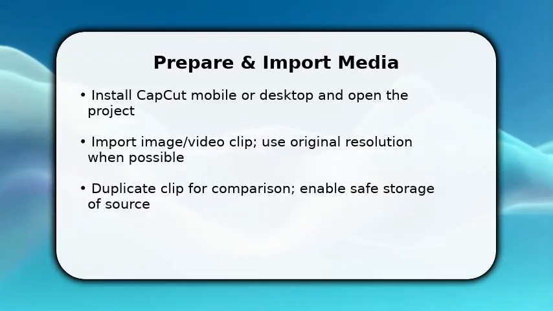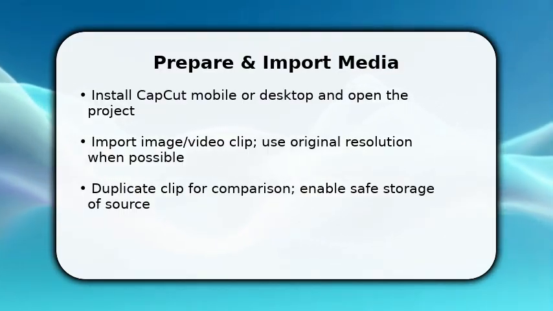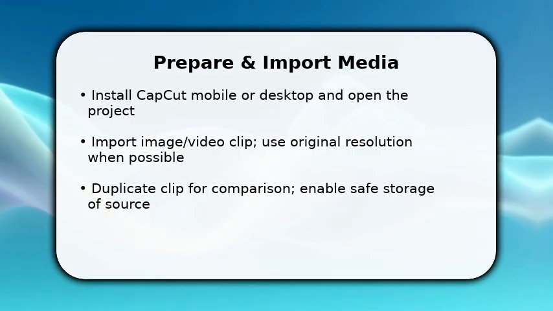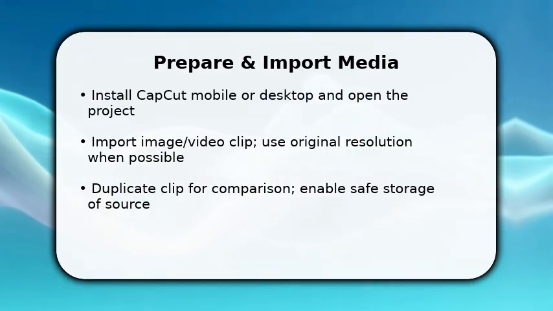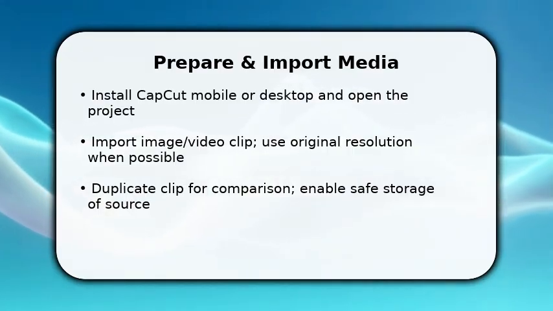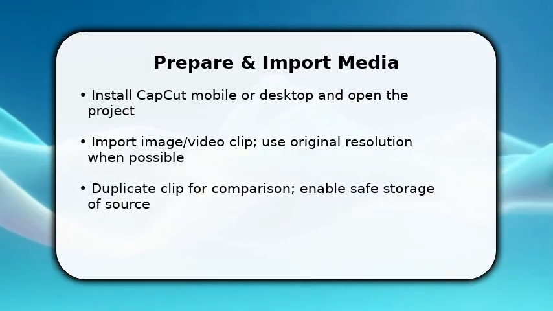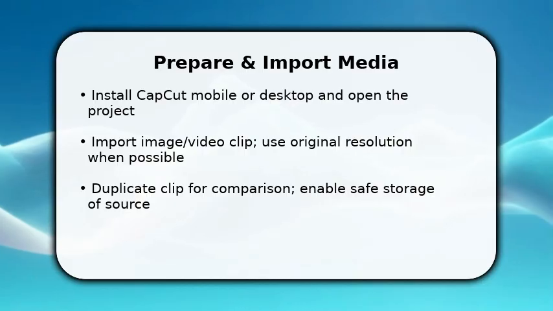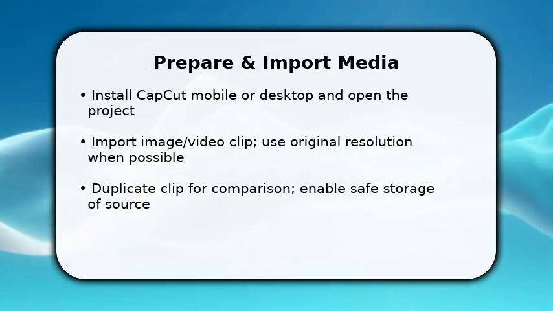You have CapCut open and your noisy image imported. Start now. First, duplicate the layer so you can compare before and after. Next, tap the clip to access filters and effects. This is where you'll begin reducing noise. You're keeping the original intact while working on a copy, which makes it easy to preview changes and revert.